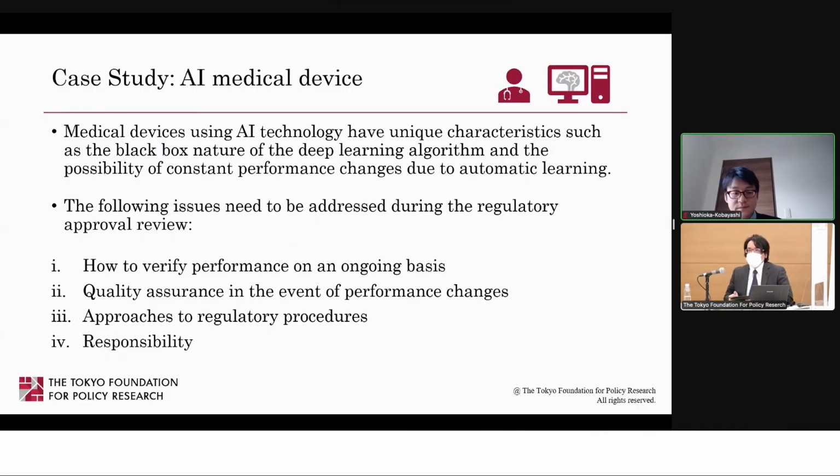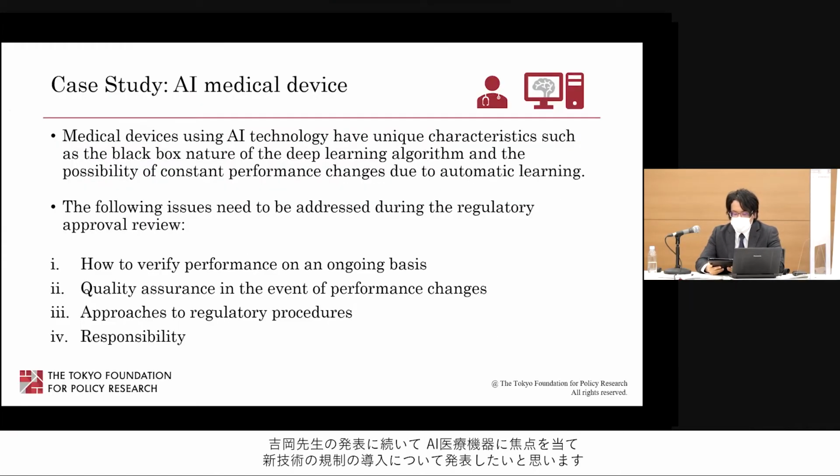Okay, can you hear me? Thank you for introducing me. Following Dr. Yoshioka's presentation, my talk will focus on the introduction of regulation for emerging technology, especially focusing on AI medical devices. I will review the process of introducing the regulation in Japan and then discuss its features and challenges.